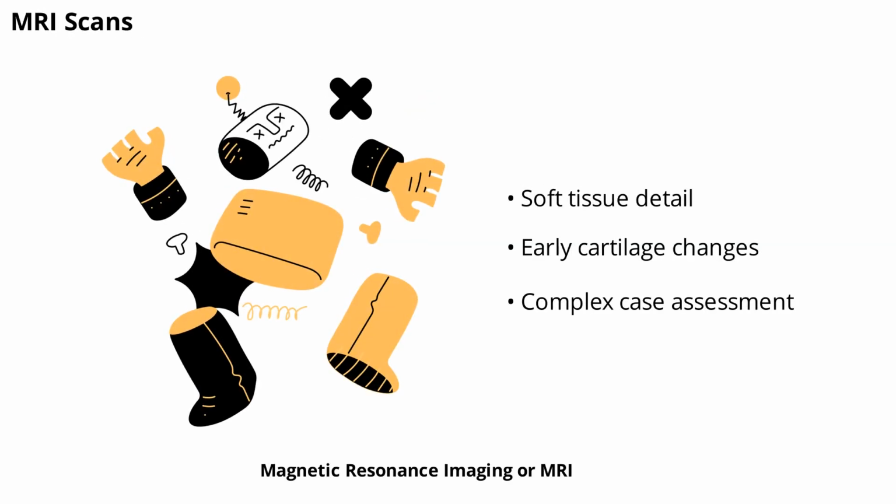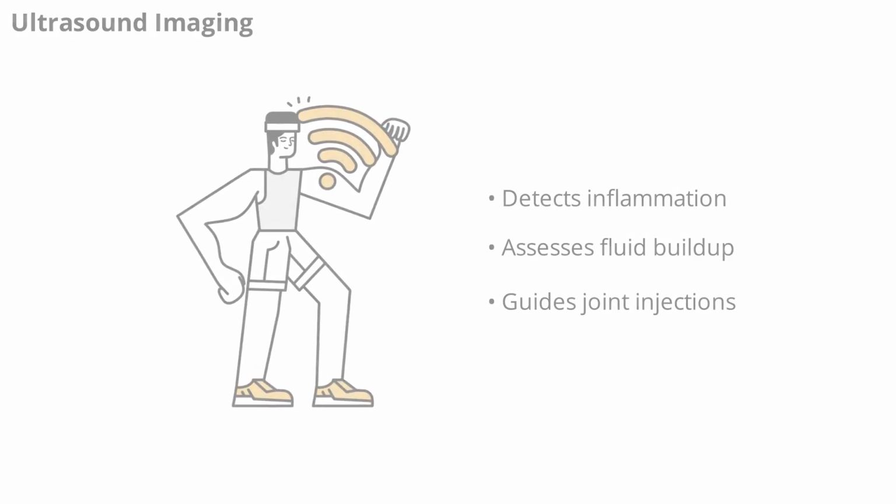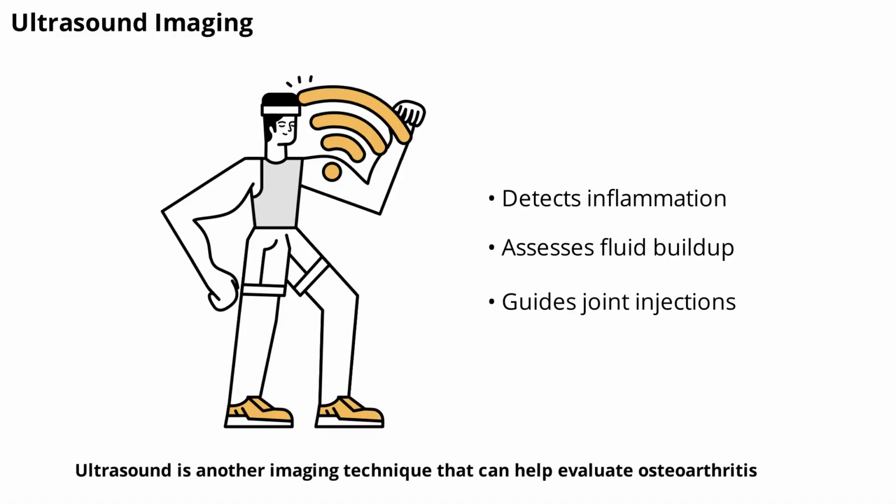Magnetic resonance imaging, or MRI, provides detailed images of both bone and soft tissues, including cartilage, ligaments, and muscles. MRI is especially useful for detecting early changes in cartilage and other structures that X-rays can't show. While MRIs are more expensive and less commonly used than X-rays, they can be invaluable in complex cases or when other tests are inconclusive. Ultrasound is another imaging technique that can help evaluate osteoarthritis.